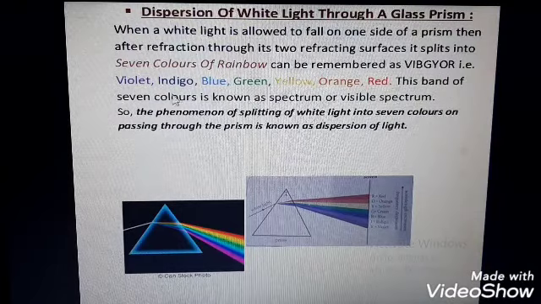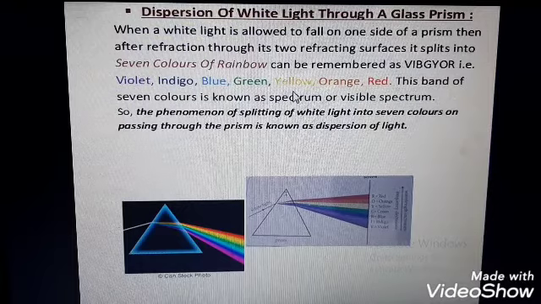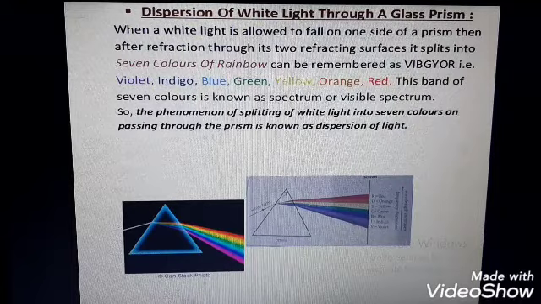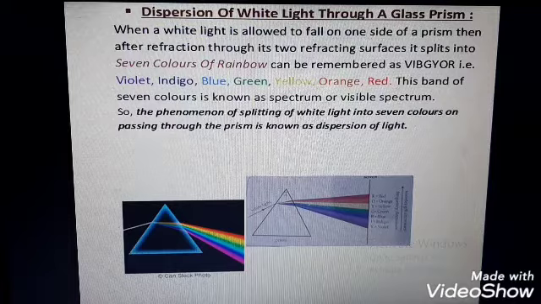VIBGYOR means violet, indigo, blue, green, yellow, orange, red. That means that white light is a collection of 7 colors of the rainbow. And you know what? This band of 7 colors is known as the spectrum or the visible spectrum.